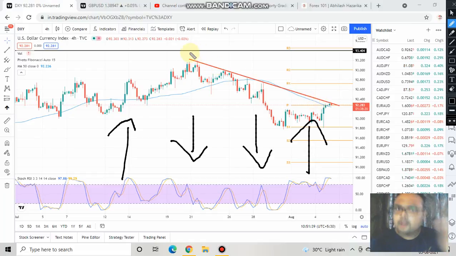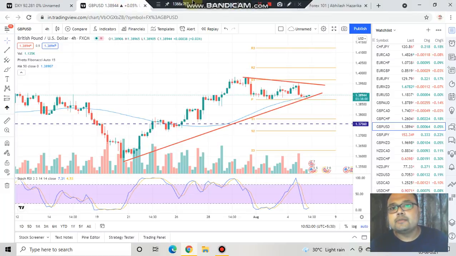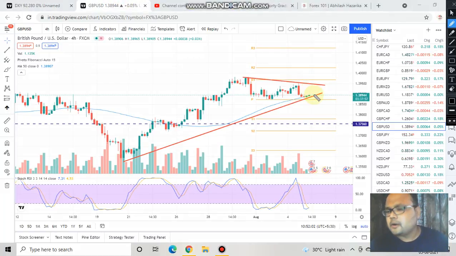Because if you also do the analysis in your charting platform, then you can see that the dollar index is just standing at the resistance right now, and this trend line is acting as a valid resistance for the market. Therefore, in case the dollar starts falling from here due to this resistance, then definitely we will see some good upside or buying pressure in the GBP USD chart. So considering the chart of the US dollar also, you can go for a trade right now.